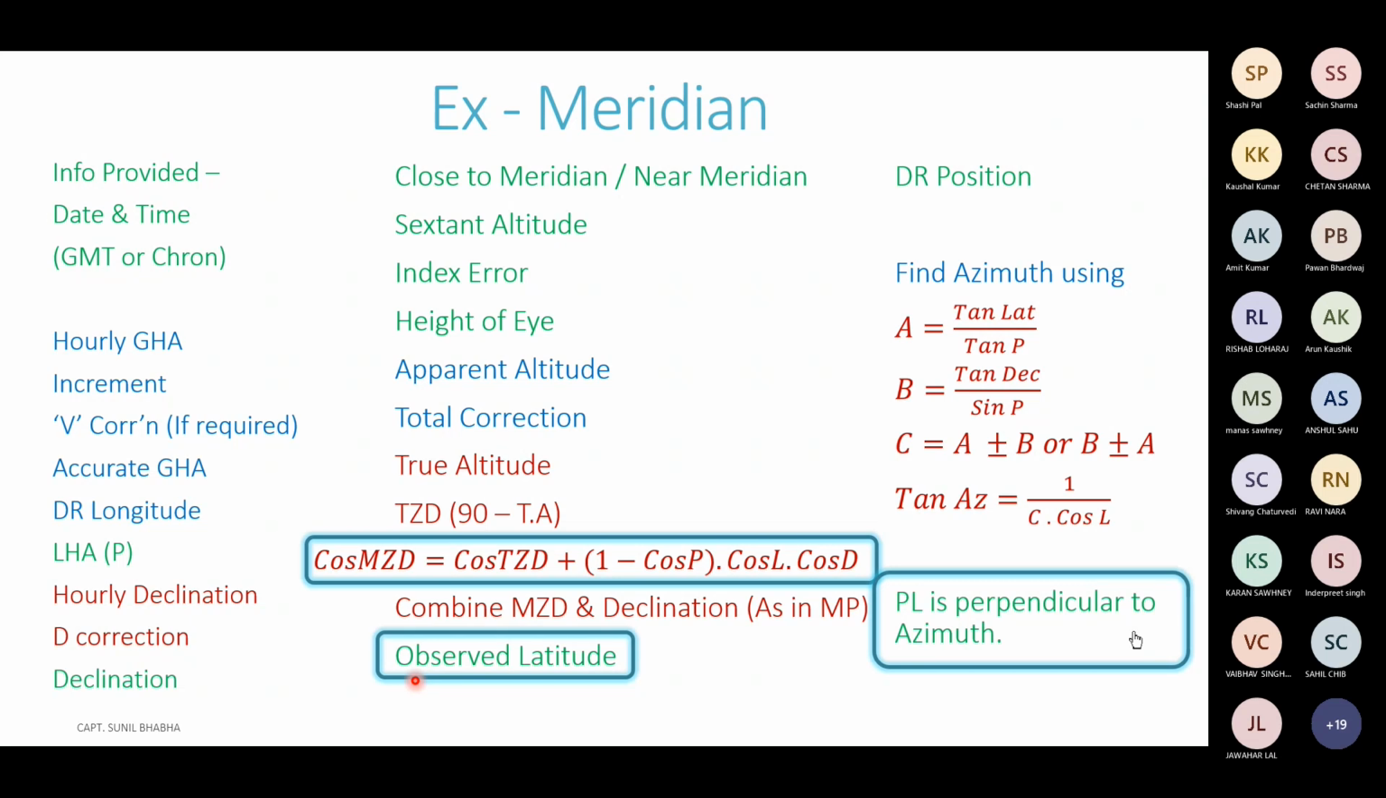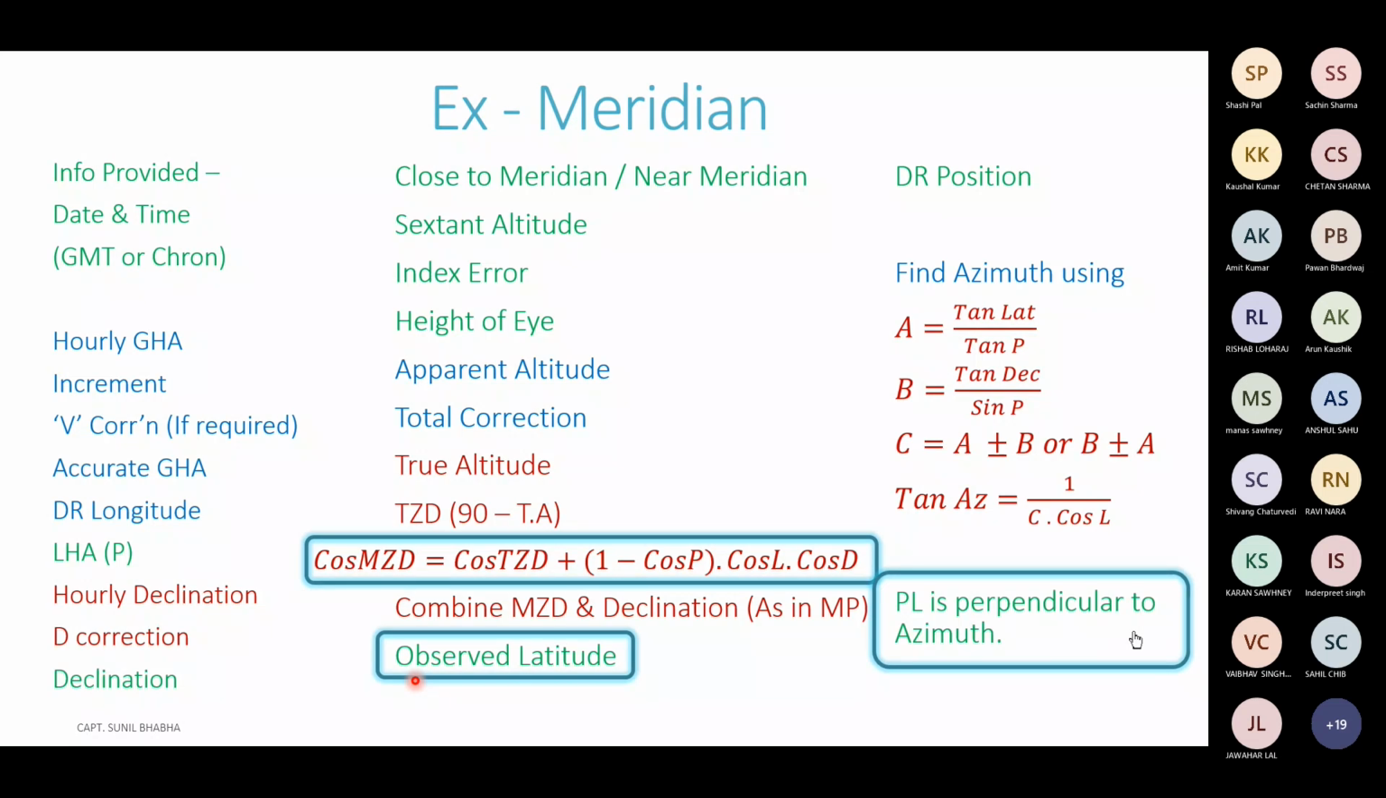But I would recommend that if you find "close to meridian" or "near meridian" written in the MMD, then use this formula. Some of the examiners may take it otherwise. They may want to see this calculation only. So in that case, to avoid losing any marks, better use this one. Okay sir, okay.